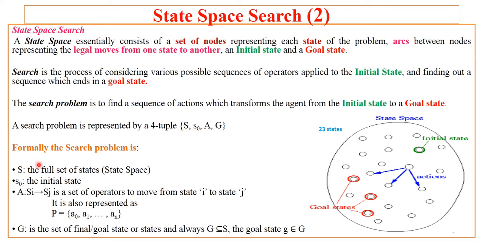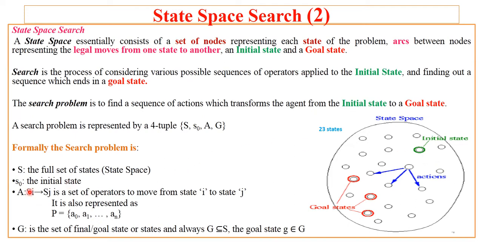Now if you see here, S is the full set of the state space. Whatever diagram I have shown here is a state space diagram which comprises 23 states. So this S is nothing but the set of states. All these different circles, including the green circle as the initial state and the red circles as the goal states, are the different states which can be considered as the set S. That is the state space. S naught is the initial state. In this state space diagram, this green circle is the initial or the start state.